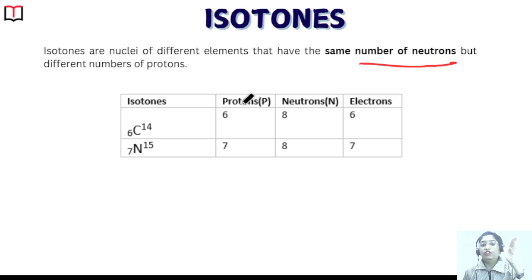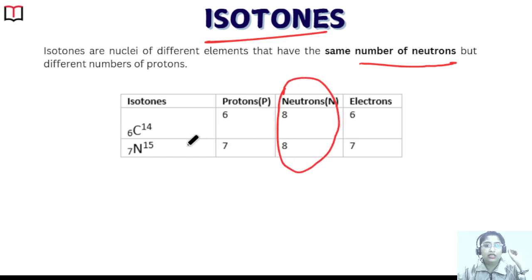Similarly, for the elements, the number of protons is the identity of the element. So for carbon, the number of protons will always be 6. Okay. The number of electrons and the number of neutrons can change. So here also, isotones are the group of elements having the same number of neutrons. Alright, like carbon 14 and nitrogen 15. They have the same number of neutrons. These are called isotones.